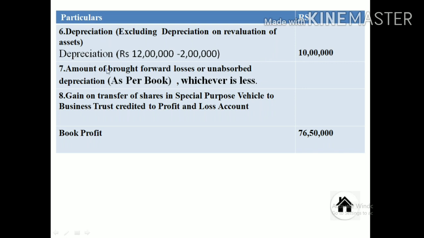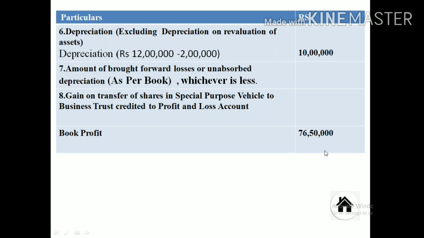The next one, amount of brought forward losses or unabsorbed depreciation as per book. It is a very important one. In the problem, they will provide brought forward business loss and unabsorbed depreciation as per IT and as per book. But MAT provision requires as per book. But there is no information as per book. Among these, whichever is less, that amount should be recorded. Here there is no such information. The next one, gain on transfer of special purpose vehicle business trust, there are no provisions.